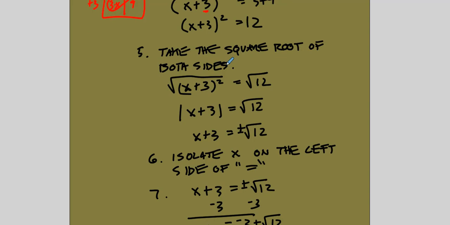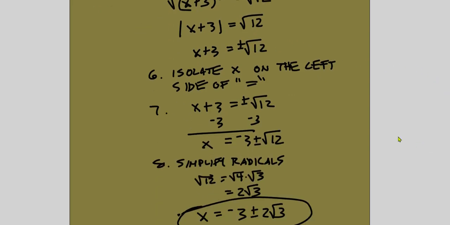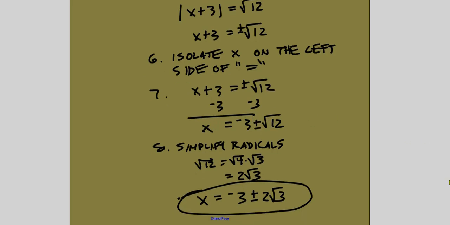So we took the square root of both sides, and when I took the square root of a square, I replaced that with the x plus the absolute value signs on the left side. And then when I remove the absolute value signs, I must go plus or minus whatever's on the right side. So now I isolate the x on the left side of the equation. In this case, I subtract 3 from both sides. So I get x equals negative 3 plus or minus square root of 12, which is the correct answer.